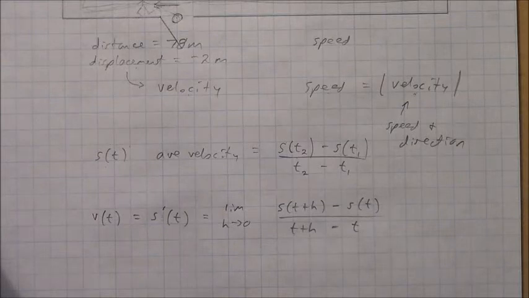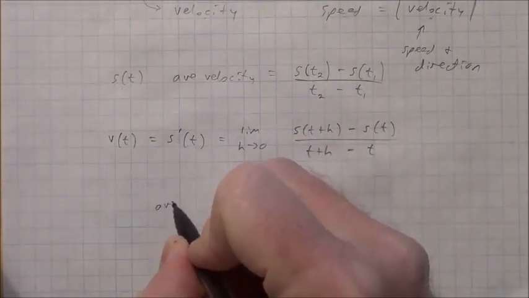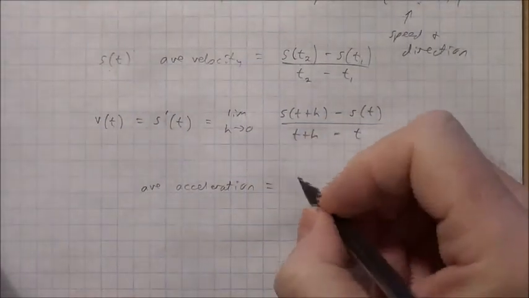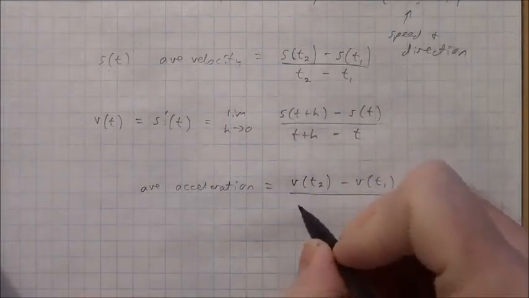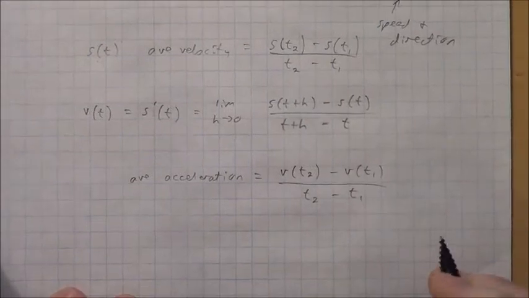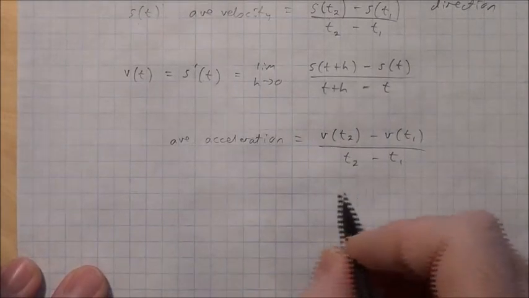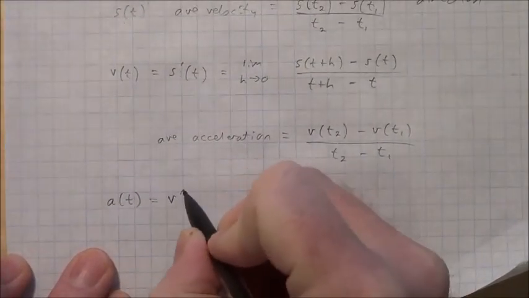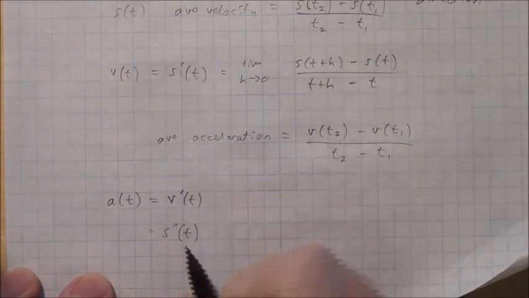Okay, so we're also going to do the same sort of thing with acceleration. If we look at average acceleration, that's found when we take the velocity at time 2 and subtract the velocity at time 1, and divide that by the difference between the two times, time 2 and time 1. So that's the average acceleration, and the instantaneous acceleration is denoted as a of t, and that's the same as the derivative of the velocity function.